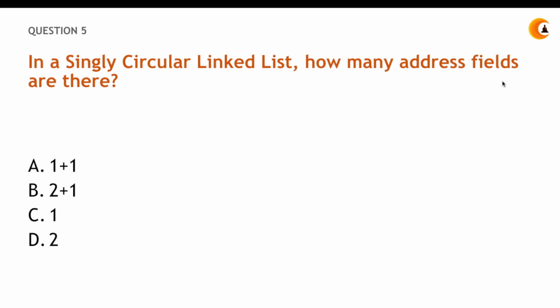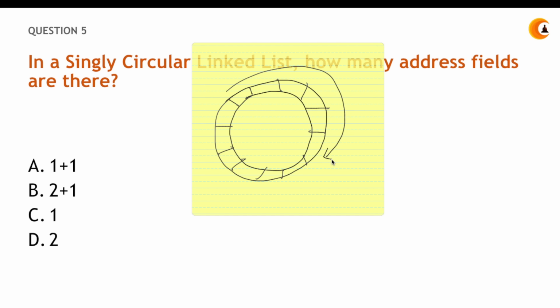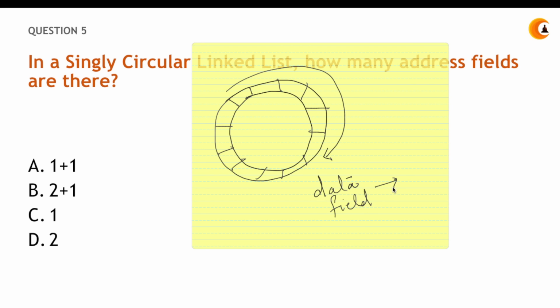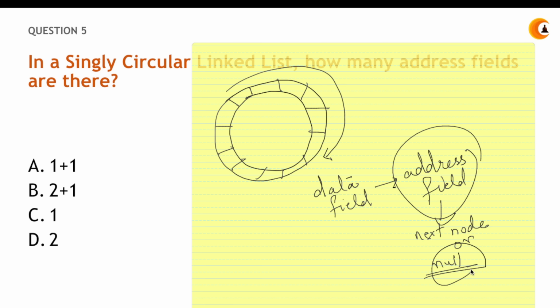Okay. So your time is up. Now if we think of a circular linked list, what does a circular linked list basically have? It has one data field and it has one address field, right? Now what will this address field hold? This address field will hold the address of the next node, or it will be null. So if it is null, that means it has come to an end.